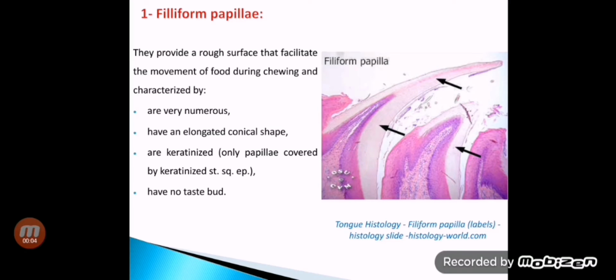Number 1, filiform papillae. They provide a rough surface that facilitates the movement of the food during chewing. They are characterized by: number 1, they are the most numerous type of the papillae, distributed over the dorsal surface of the anterior 2/3 of the tongue. They have an elongated conical-shaped end which is directed backward in order to push the bolus of the food backward. They are keratinized, the only type of papillae covered by keratinized stratified squamous epithelium, and they have no taste bud, so their main function is mechanical.